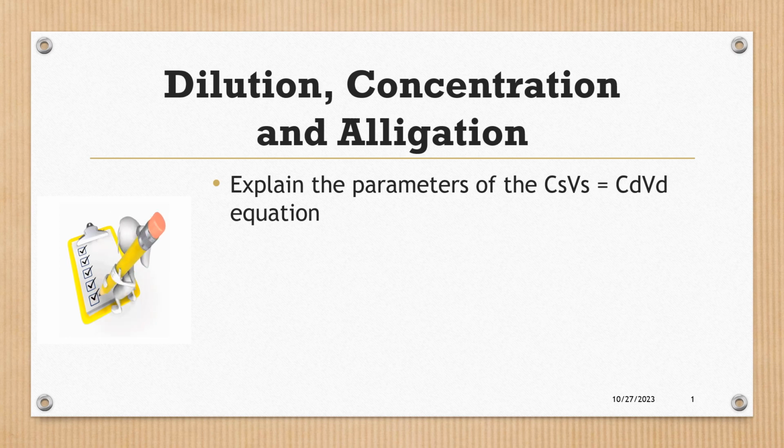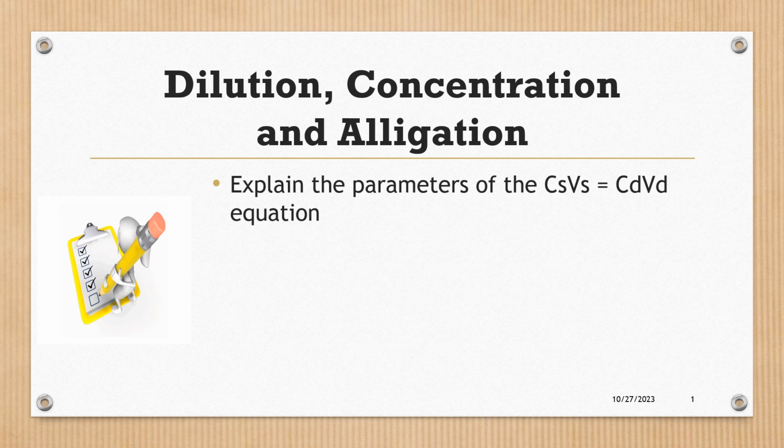For the next few minutes, we will look at diluting and fortifying pharmaceutical mixtures using the equation CsVs equals CdVd. We will work interchangeably, of course, with ratio and proportion as well. And to best understand these concepts, we will explore using practical examples.